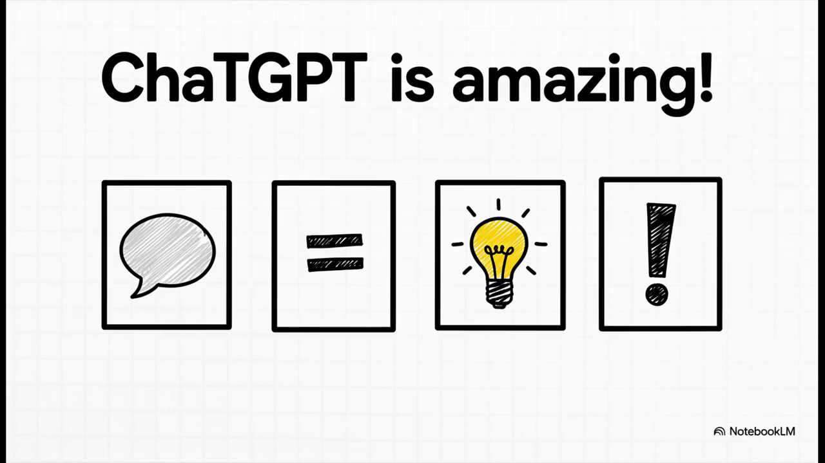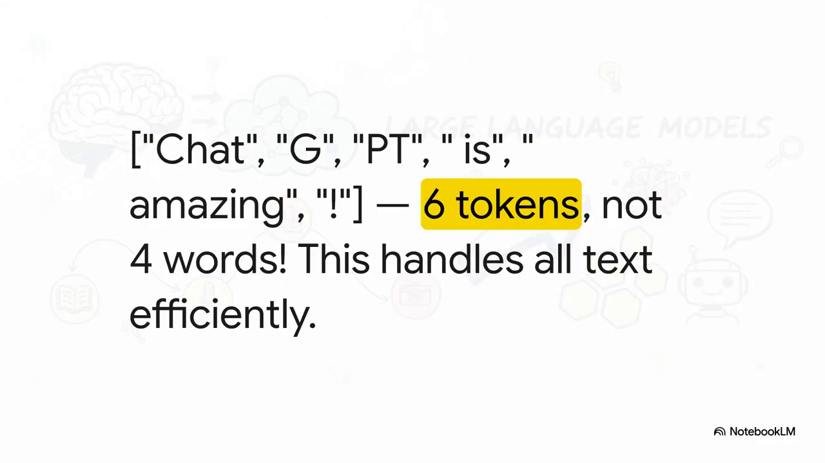So let's take a simple sentence like this one. How do you think a computer reads this? You might look at it and say, okay, that's 4 words. Simple enough, right? Well, not quite. It actually breaks it down into 6 different tokens. See how ChatGPT gets split up? And even the space before "is" becomes part of that token. It's a super efficient way for the model to handle any word you throw at it, common or rare.